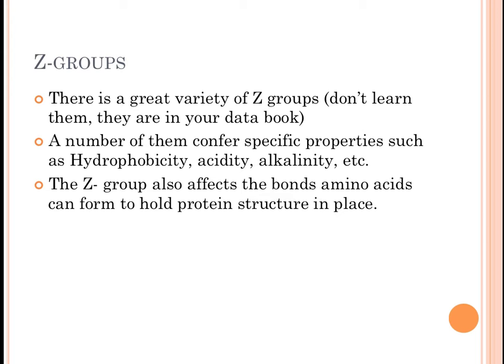So they might be an acid group, if they've got a carboxyl group in there. They might have an amine group, which will make them alkali. They might be cysteine, which has a sulfur in it, which can make a disulfide bridge, which is a very strong covalent bond. Okay? Because they affect the bonds the amino acid can make, that affects the protein structure and what's made from them.